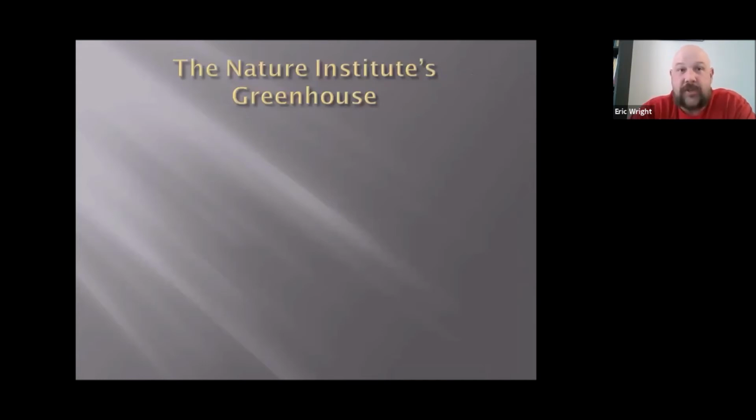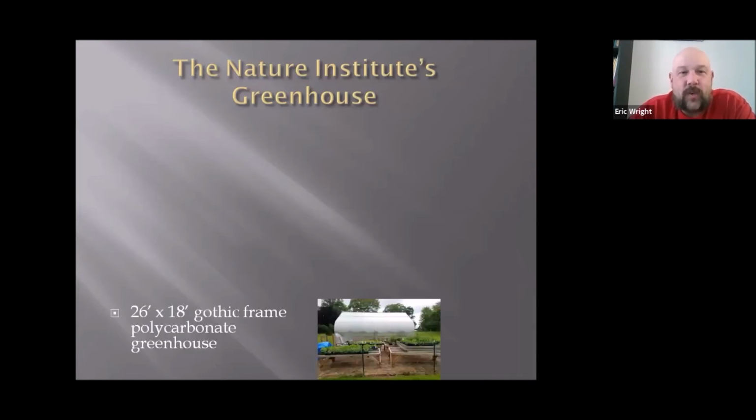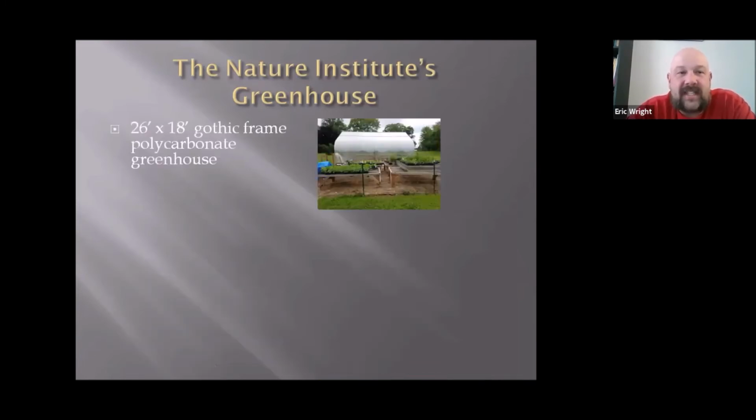All right, so I want to introduce you guys to the greenhouse here at the Nature Institute. It's modest, but we do our best. We have a 26-foot by 18-foot Gothic frame polycarbonate greenhouse. The Gothic frame is just the shape of the greenhouse. The polycarbonate is the material on the outside. You can also have a glass greenhouse. Ours is basically a double layer of plastic, which provides a little more insulation, and it's a little more durable than a glass greenhouse.